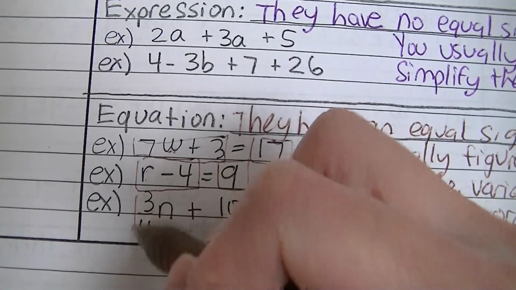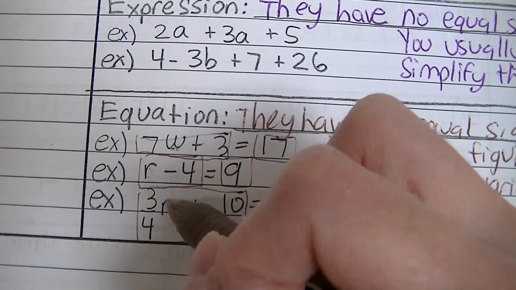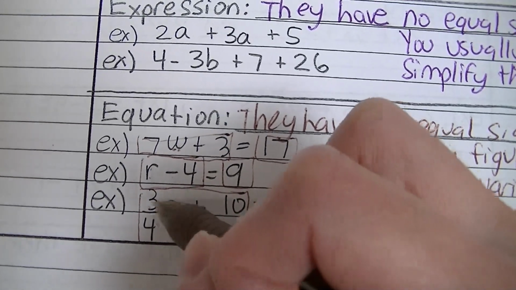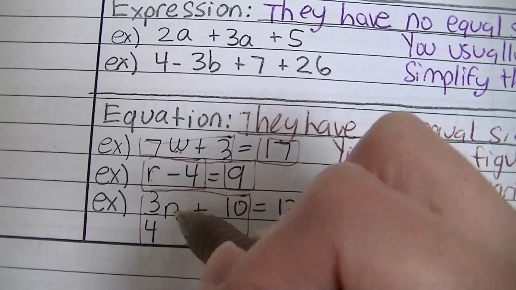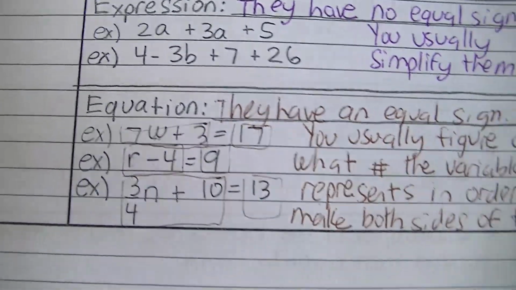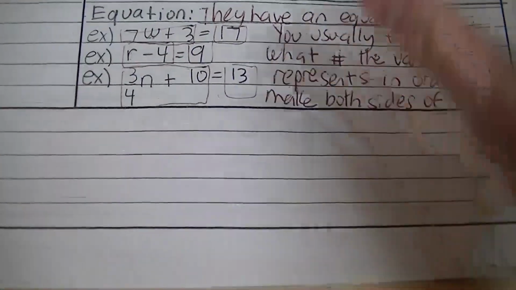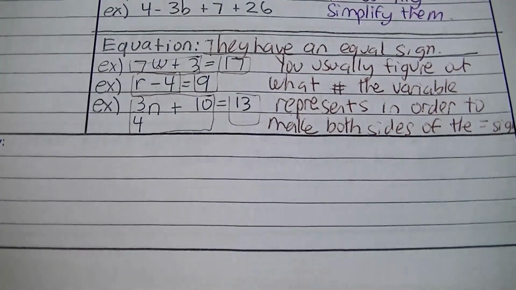Again, right here, you'd find the unknown number that when you multiply that unknown number by 3/4 and then add 10 to it, it would equal 13. And that's what we're going to be doing in the future, is solving equations.